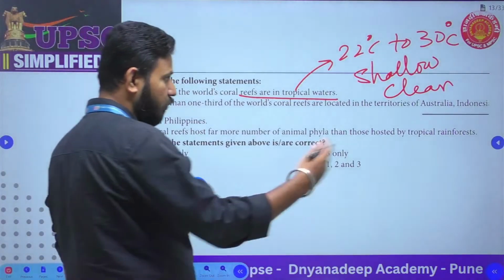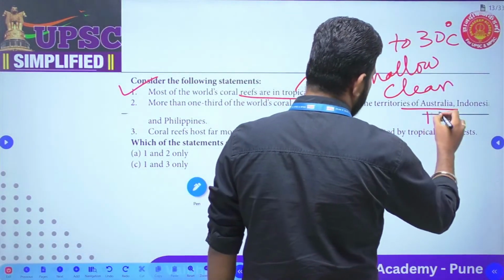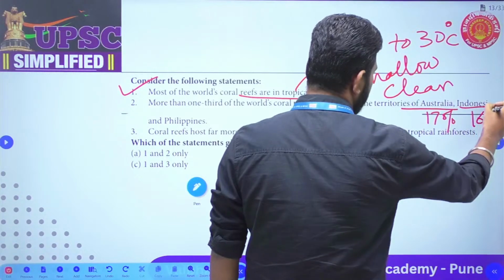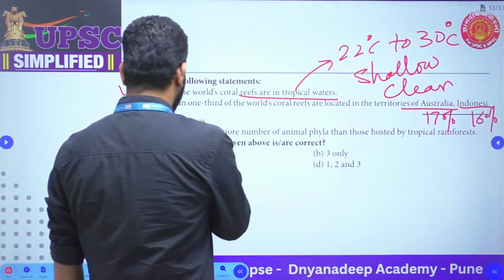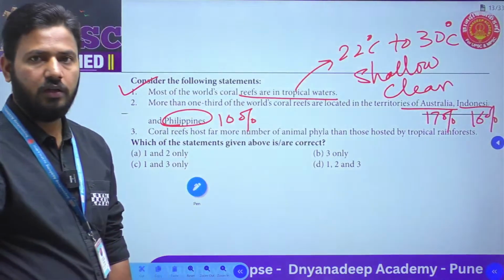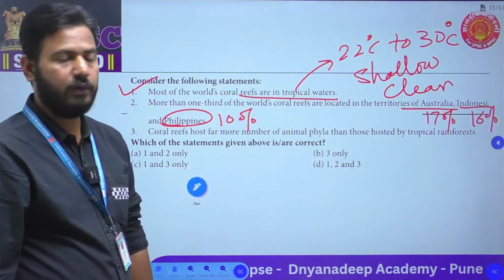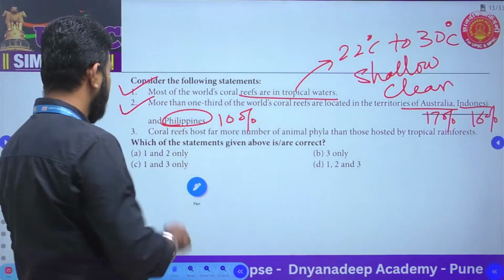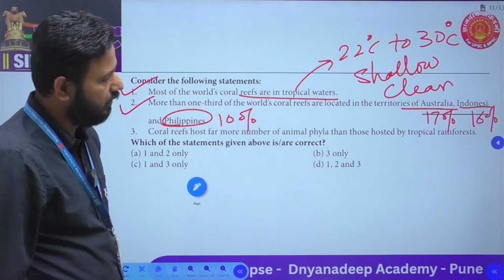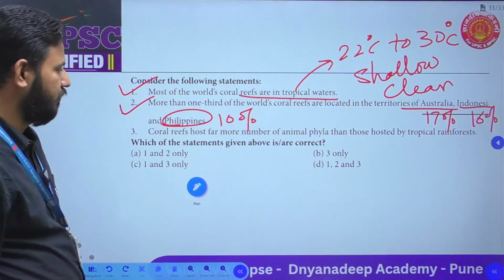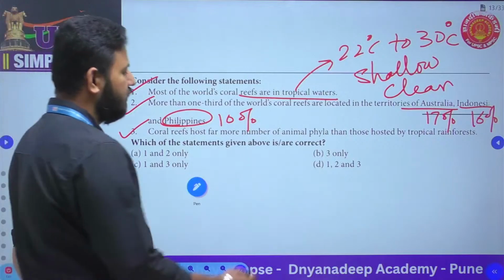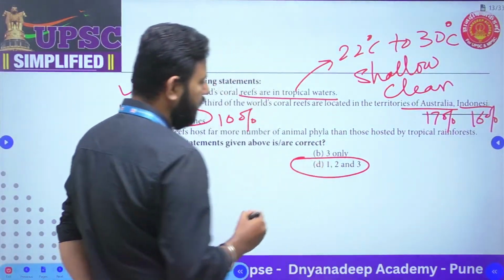Yes, in fact, more than 1/3, because almost 17% of global coral reefs are in Australia, 16% of the global reefs here in Indonesia, and around 10% of the global reefs in Philippines are found in these 3 countries. Okay, so the statement here is correct. Coral reefs host far more animal phyla than those hosted by tropical rainforest. Statement also correct. So all the 3 statements given in this question will be correct.